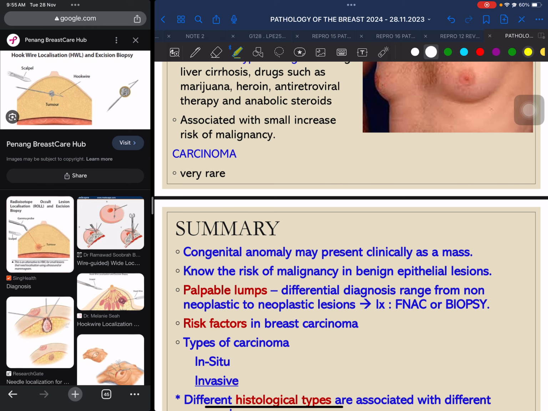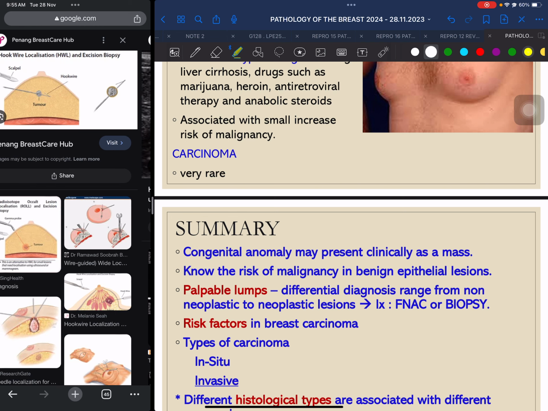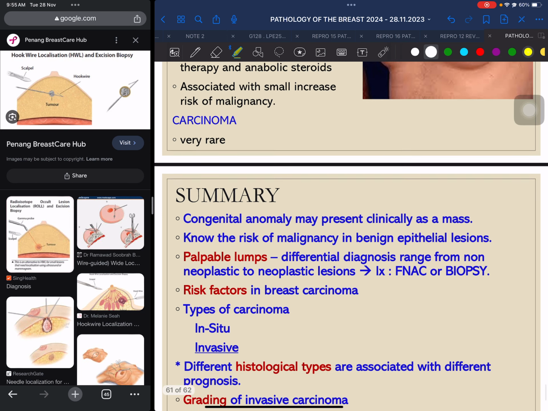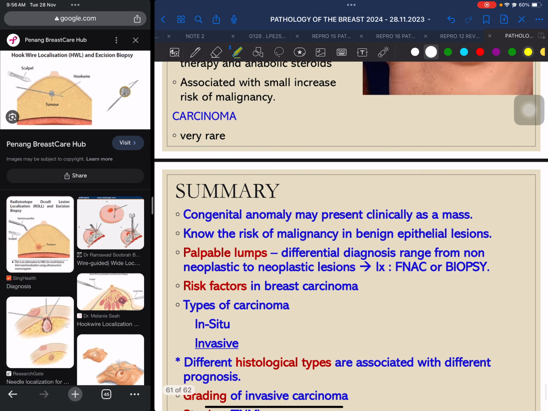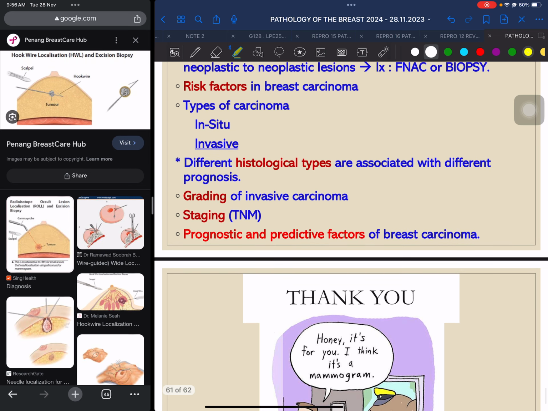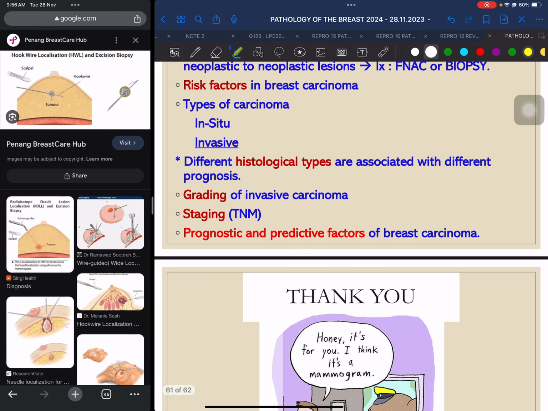Grading is important, staging is also important. And know about the prognostic and predictive factors and how you manage, so what can be done in terms of the FNAC and biopsy, what can be done for the patient. Alright? Okay, I think that's all.